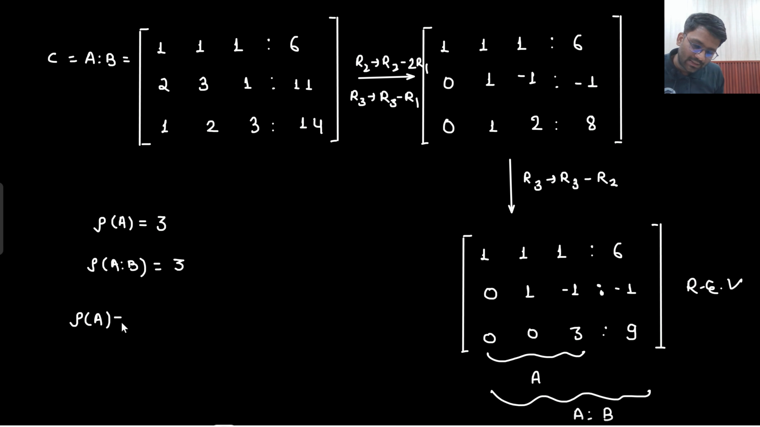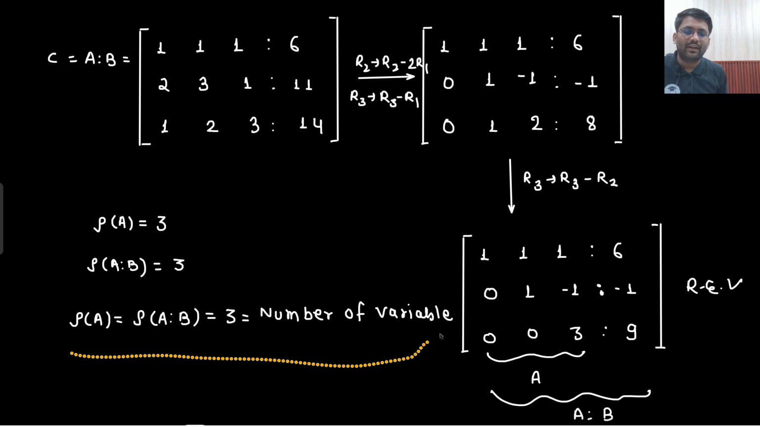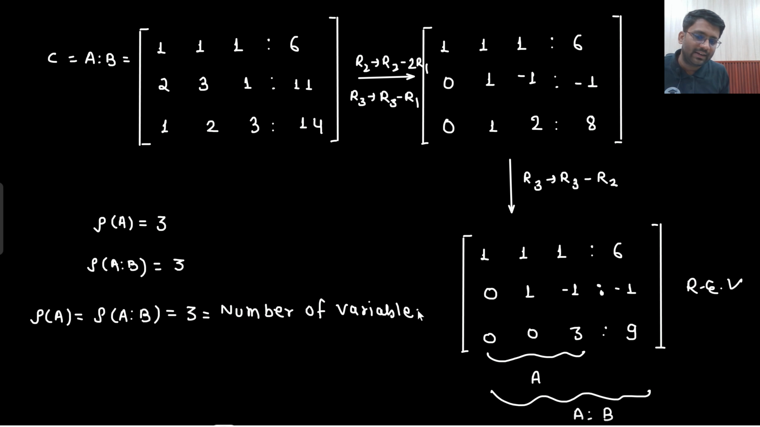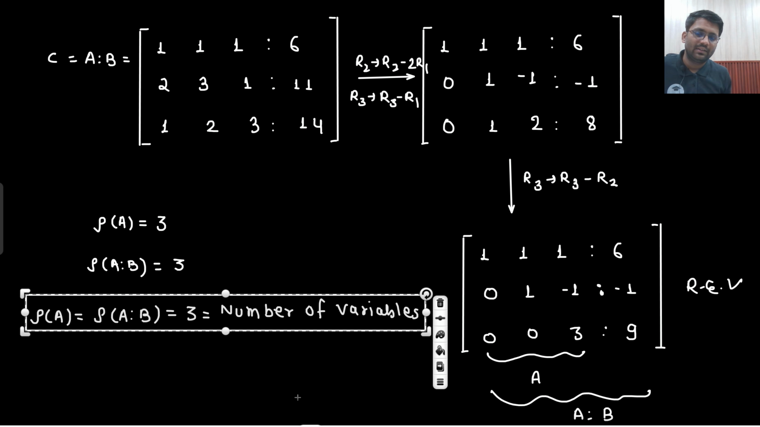So what do you see here? The rank of A is coming out to be equal to the rank of A augmented B, and that is equal to 3, and 3 is nothing but the number of variables. Is that clear to you or not? Along with that, we know that it is representing a unique solution.